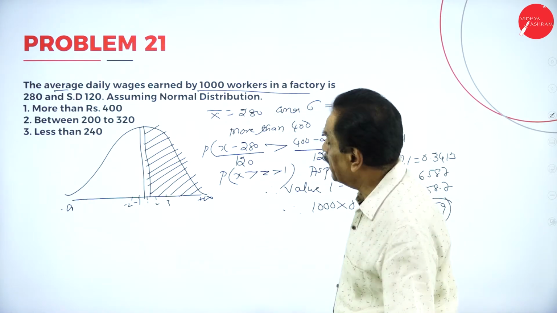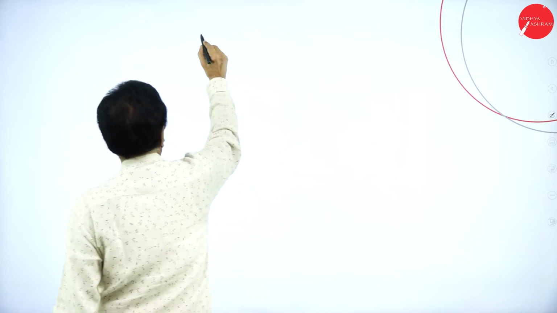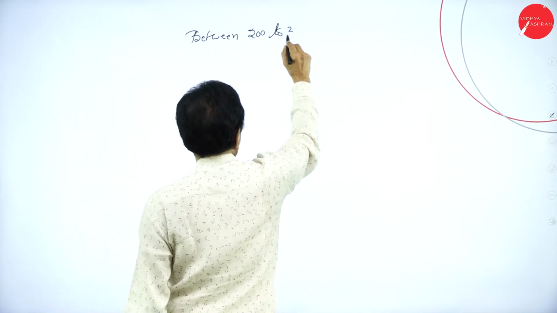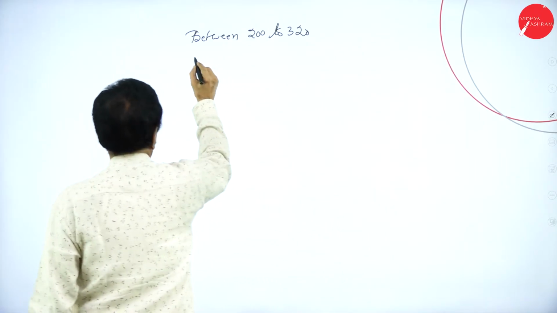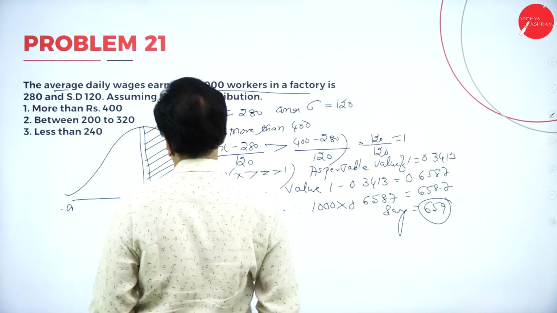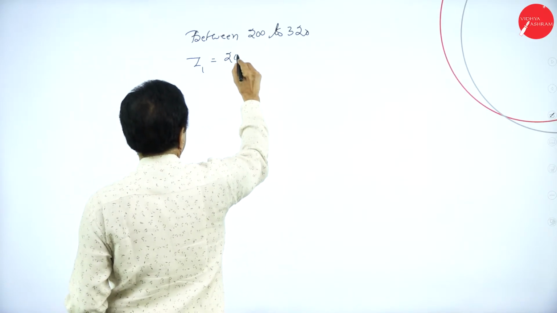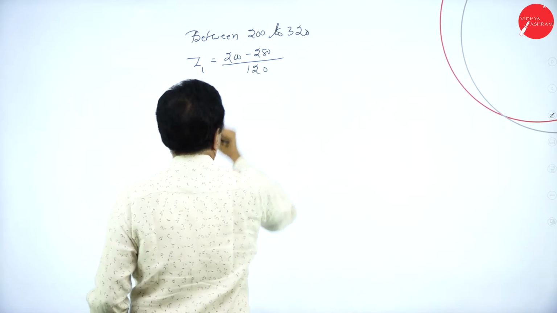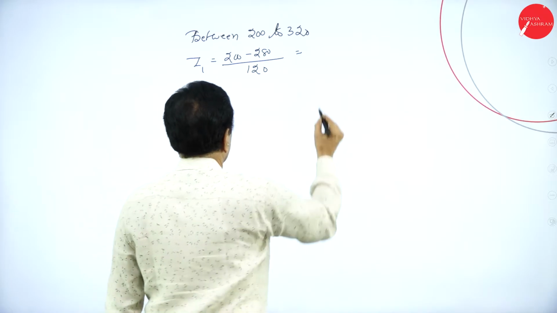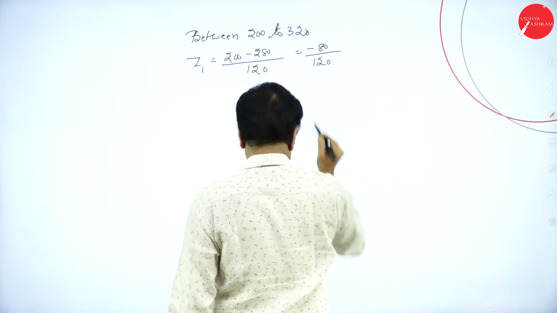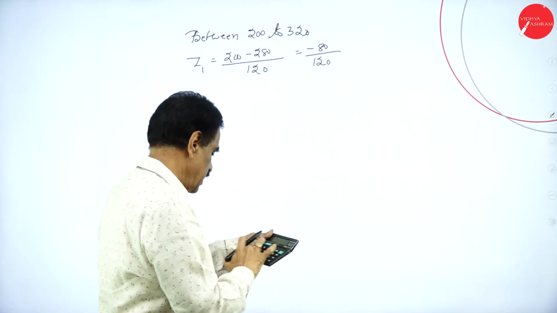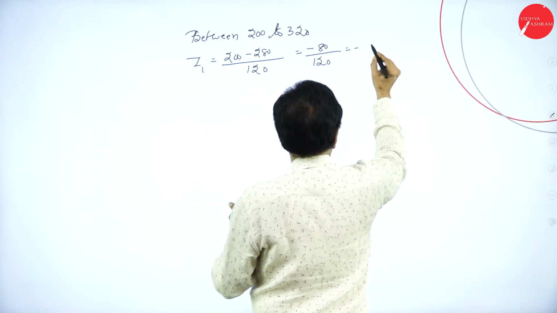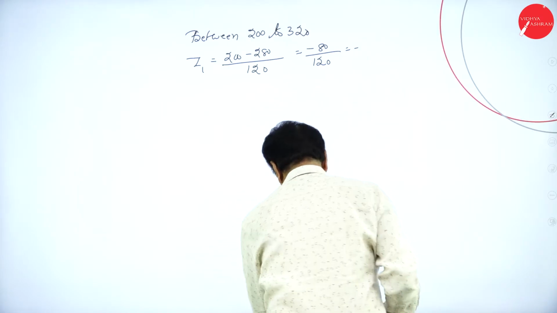Then the second one, between 200 to 320. First one, Z1. What's your X value? 200, minus your mean 280, divided by standard deviation 120. 200 minus 280 is minus 80 divided by 120, which is minus 0.67.